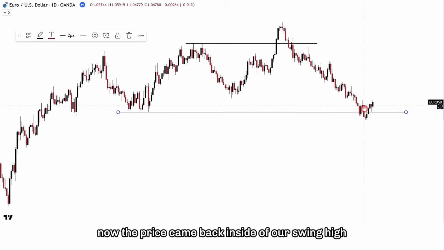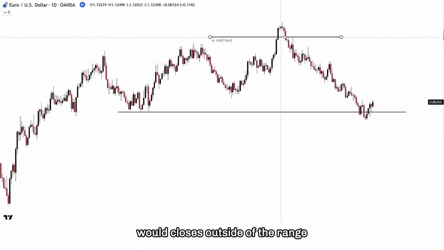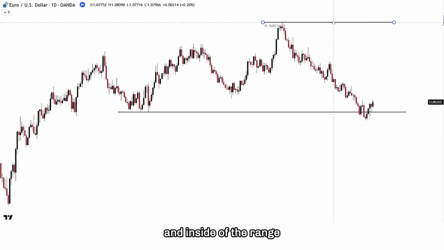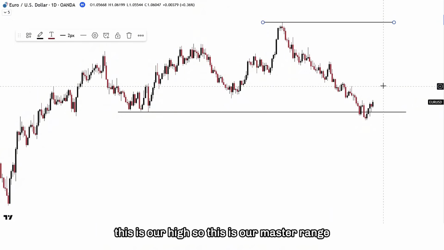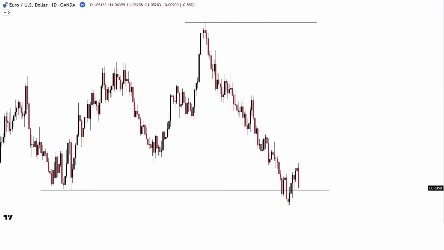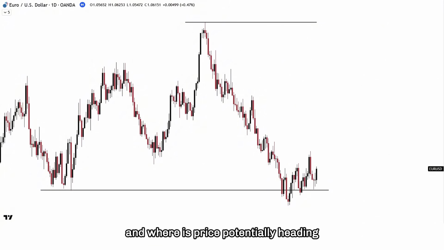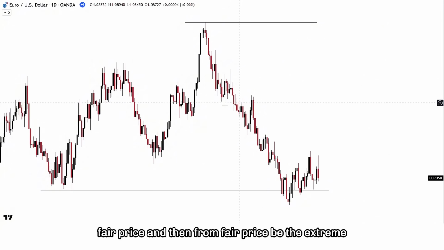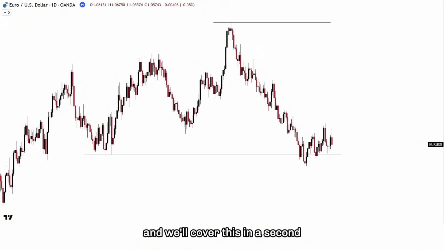Now that price came back inside of our swing high, it closes outside of the range and inside of the range. This is our high. So this is our master range. And where is price potentially heading? Fair price. And then from fair price, to the extreme. And we'll cover this in a second.